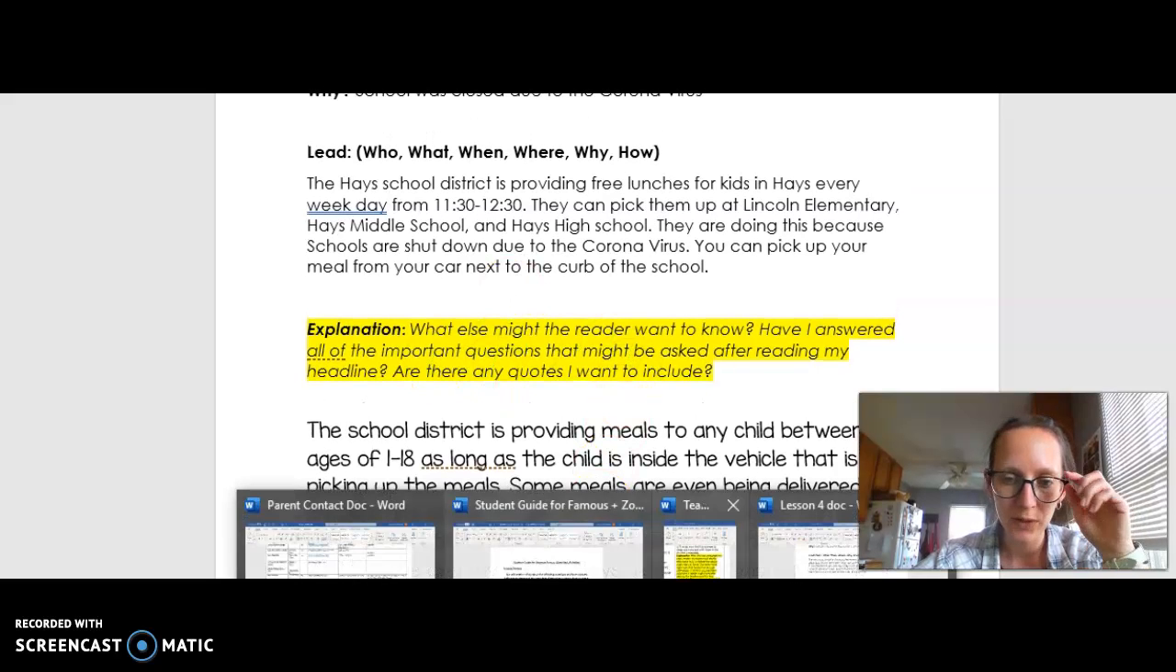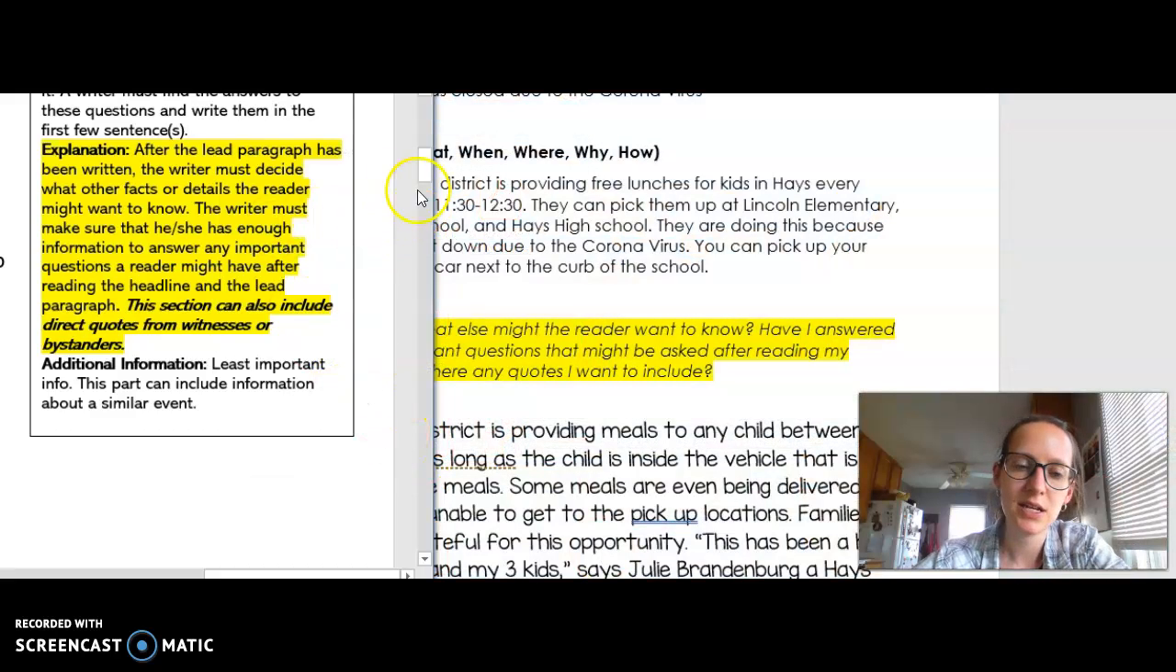So when I look at my notes from teaching, it says that after the lead paragraph has been written, the writer must decide what other facts or details the reader might want to know. The writer must make sure that he has enough information to answer any important questions a reader might have after reading the headline and the lead paragraph. This section can also include quotes from witnesses or bystanders.